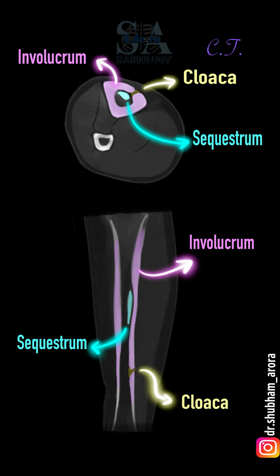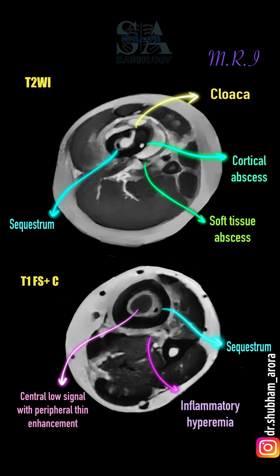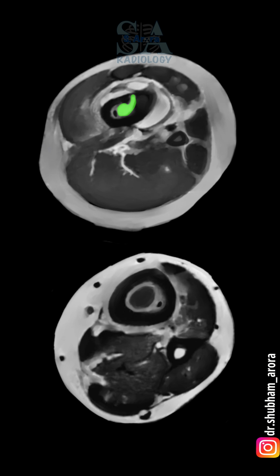In MRI, T2 weighted imaging and T1 fat-suppressed with contrast are the go-to sequences where we can see the cloaca, the cortical abscess, which are T2 hyperintense, and the T2 hypointense sequestrum. The adjacent soft tissue also shows abscess, which is T2 hyperintense.